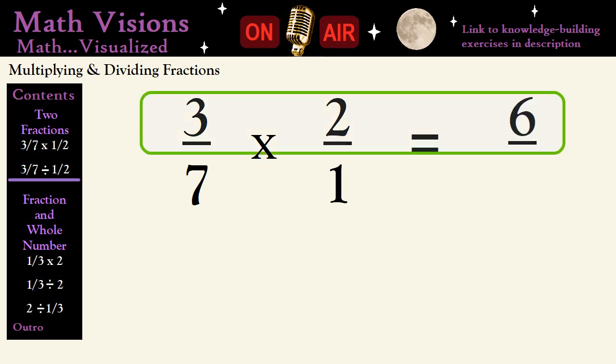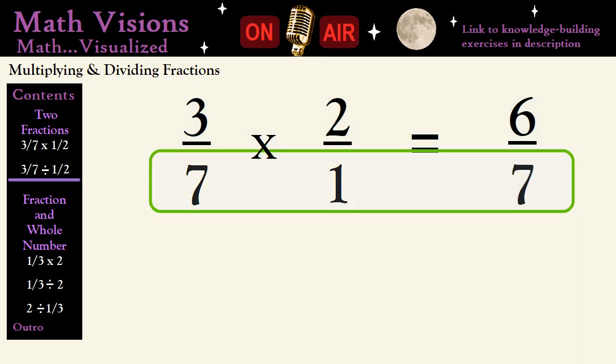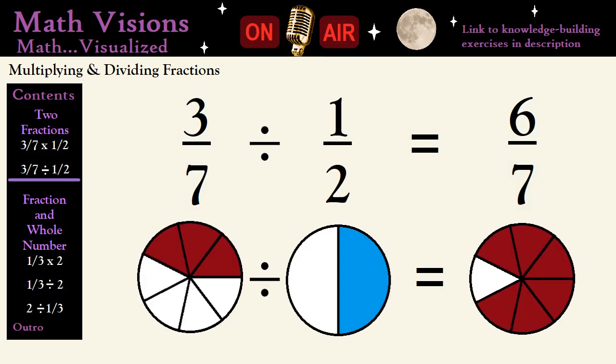So 3 times 2 is 6, and this goes on the top of our new fraction. Next, we multiply 7 by 1, which is 7, and put this on the bottom. We get 6/7, which is greater than either 3/7 or 1/2.